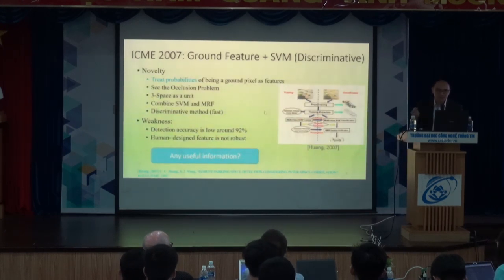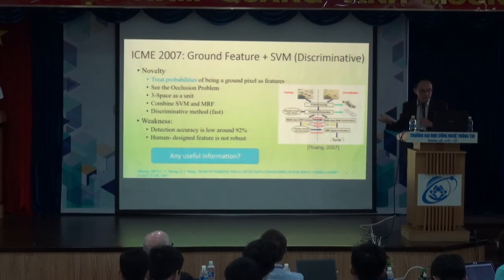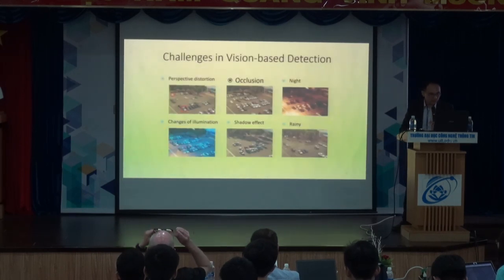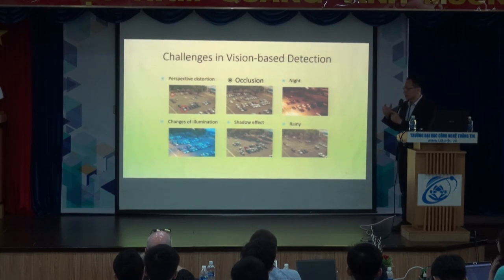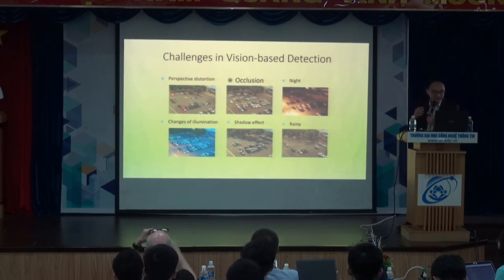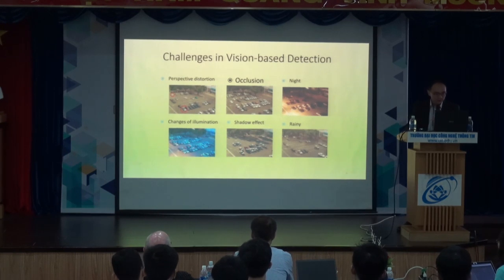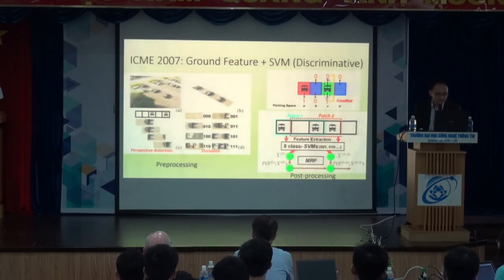We had the idea that probability could be treated as a feature. And at that time, we also saw the occlusion problem. Here, we need to mention the occlusion problem is because in the images we handle, the vehicle objects are very small, and they are tightly packed together. So it's very difficult to detect every car or every space one by one. This is our experience in this case.